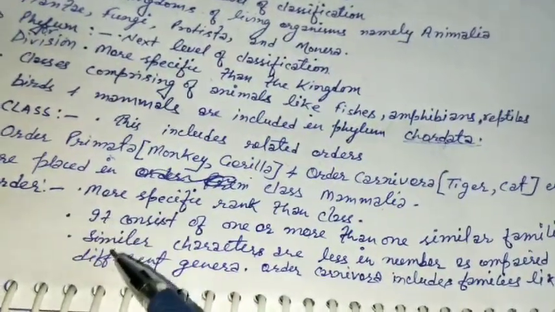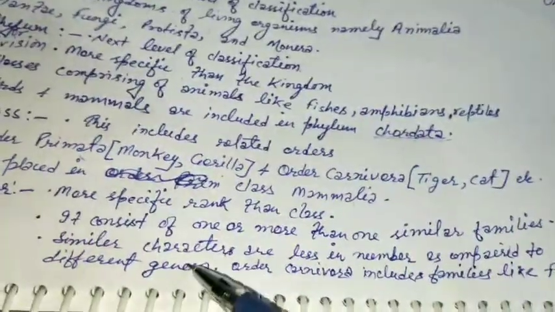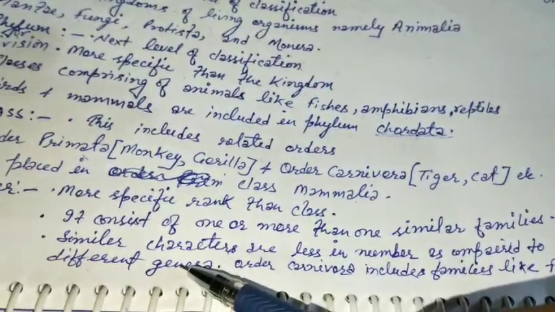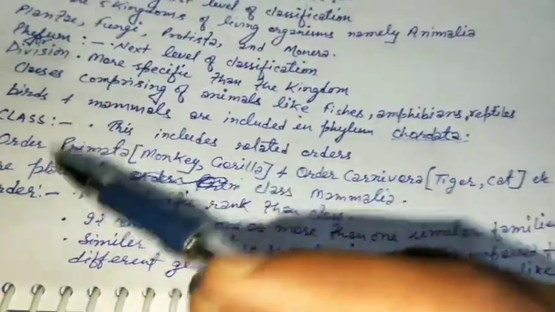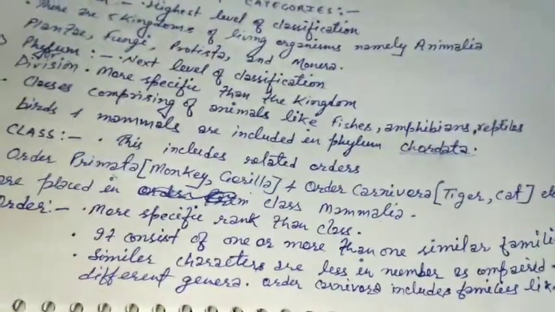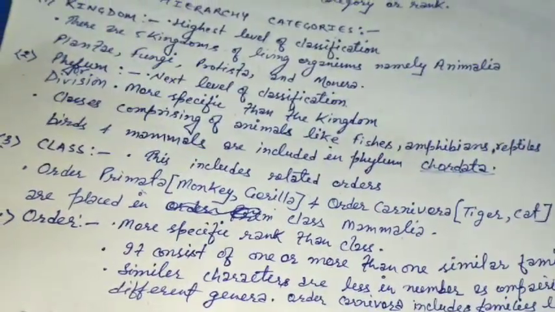So, similar characters are less in number as compared to different genera. Similar genera have more common characters. Similar orders have fewer common characters. Similar classes have lesser similar characters. It means जैसे जैसे आप अपर लेवल की ओर जाएंगे सिमिलर कैरेक्टर्स कम होते चले जाएंगे.